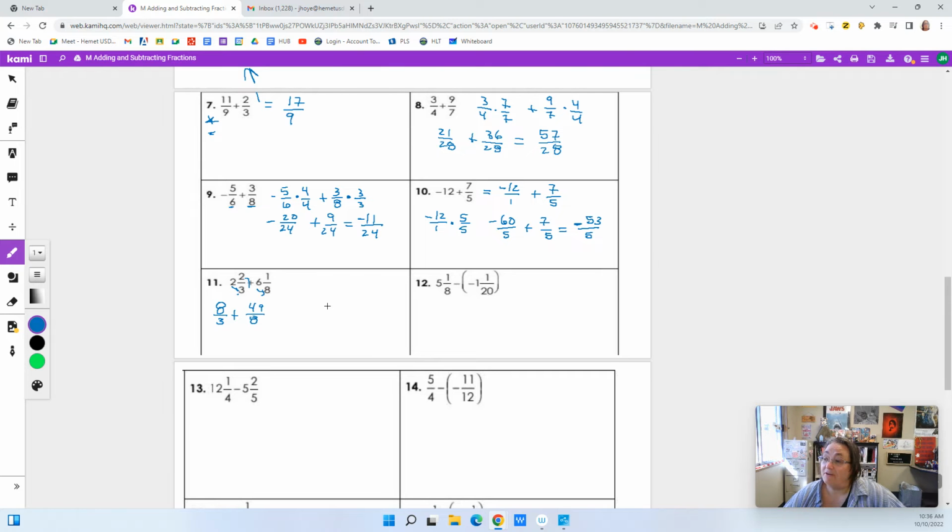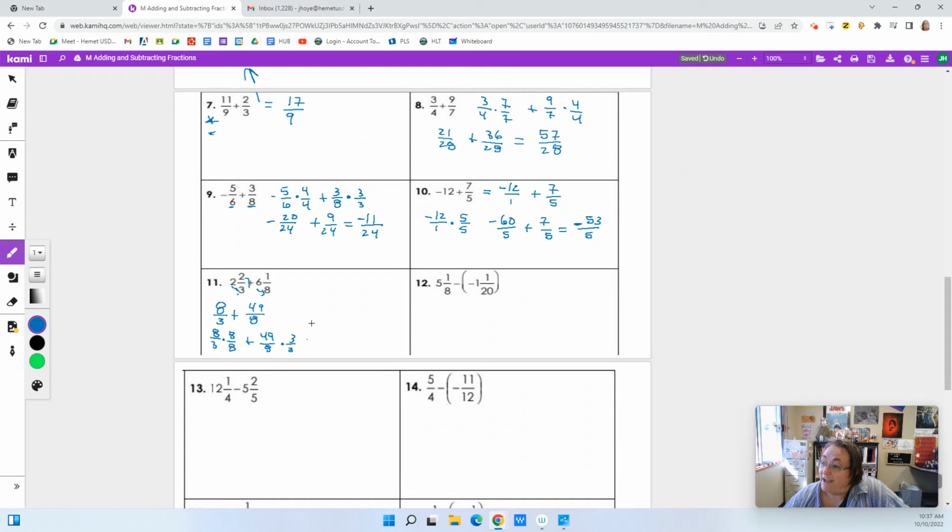So now we just have to figure out what is our common denominator going to be? What is the least common multiple between 3 and 8? And I think that it is 24. I think it's 3 times 8. So that means I've got to go 8 thirds times 8 over 8, right? Plus 49 over 8 times 3 over 3.